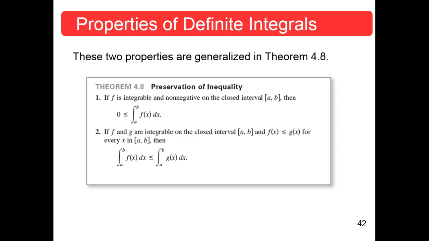Preservation of inequality: if f is integrable and non-negative on a closed interval a to b, then 0 is less than or equal to the integral of f from a to b, because f is integrable and non-negative, so it has to be greater than or equal to 0. And if f and g are integrable on a closed interval a to b, so f is always less than or equal to g for every x on that interval, then the integral of f of x has to be less than or equal to the integral of g of x. The area under has to be less. Okay, that does finish section 4.3.